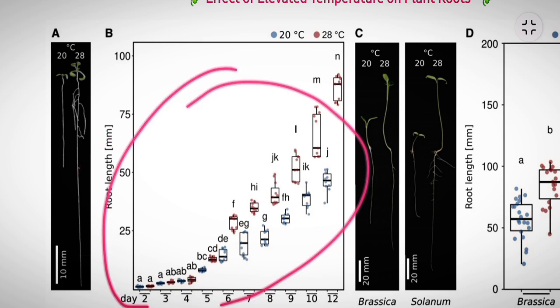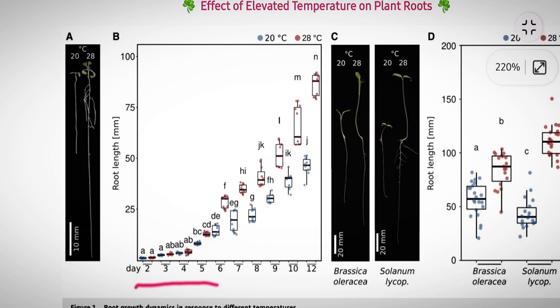something like this. On the x-axis we have number of days, whereas on the y-axis we have root length in millimeter. This whole data is divided into two groups. The blue dots represent the seedlings which were grown at 20 degrees Celsius, whereas the red dots represent the seedlings which were grown at 28 degrees Celsius.